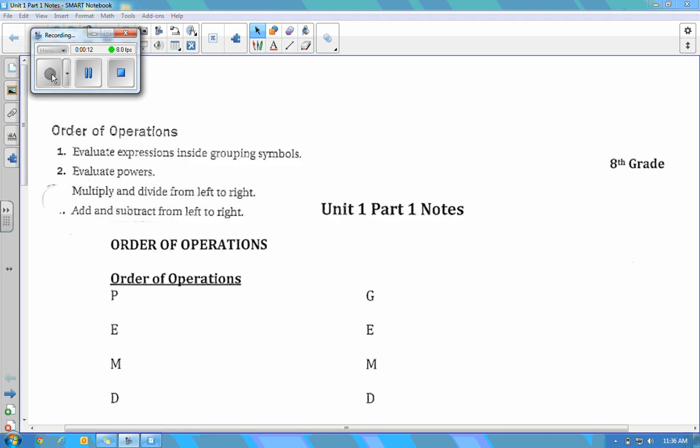So, a couple reminders. Make sure, top right corner of your notes, it says 8th grade. In the middle, it should say Unit 1, Part 1 notes. As I pointed out in class, most of Unit 1 is review from last year, but at a quicker pace. So we're taking a whole year and putting it into a trimester, but just to make sure we've got a really good comprehension of that.